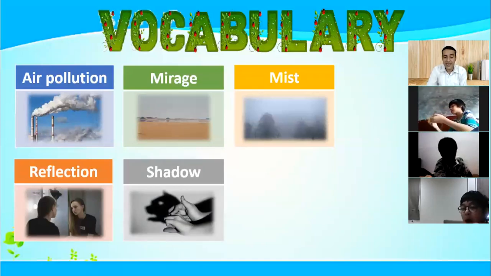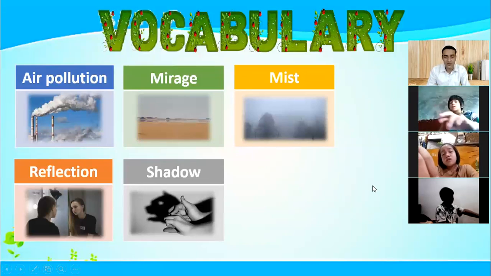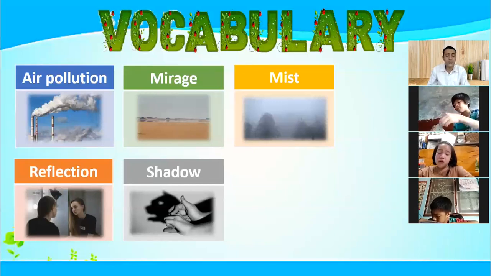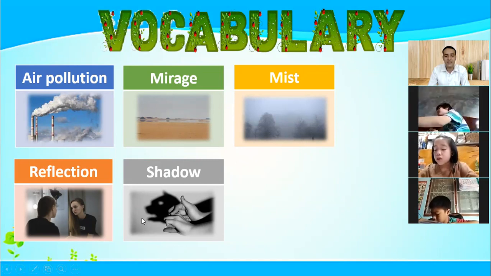Now the next word we have is shadow. A shadow is a dark area or shape produced by a body coming between rays of light and a surface. Like you can see here in the picture, the hand, while the light strikes the hand, in the back you can see a dark shape. This is what we call shadow.